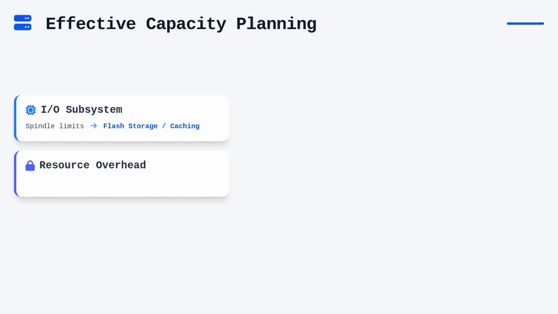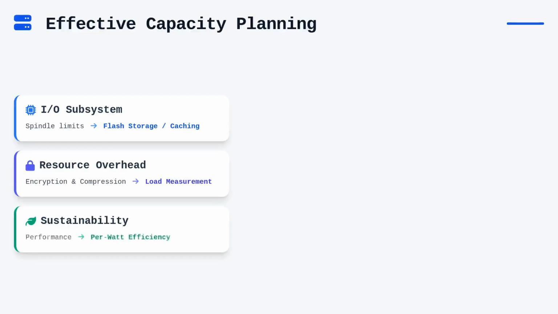We must also consider the overhead introduced by encryption and compression, as these security and data management features impose a measurable load on system resources. Balancing this against the performance per watt metric allows you to build a greener, more cost-effective server room.